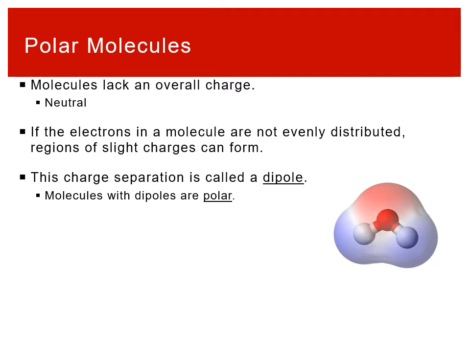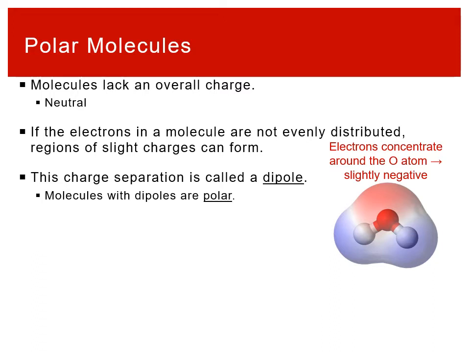Well, the electrons in a molecule are not necessarily evenly distributed around the molecule. There are regions of slight charge that can form. This is called charge separation. And what this leads to is called a dipole, and it leads to molecules that are polar. So here I have a 3D representation of a water molecule that has shaded red and blue regions. The red region around the O atom in a water molecule has a concentration of electrons. There's a slight bit of negative buildup, right?